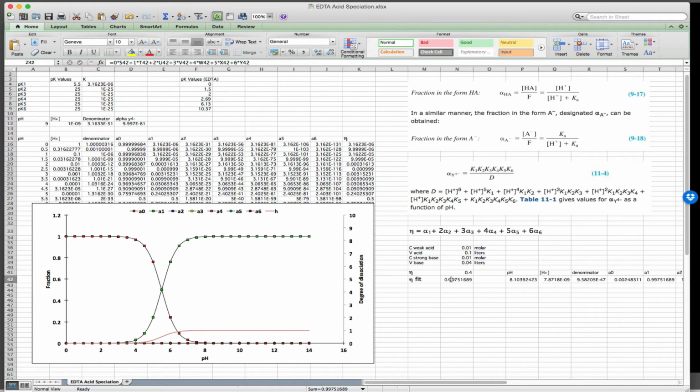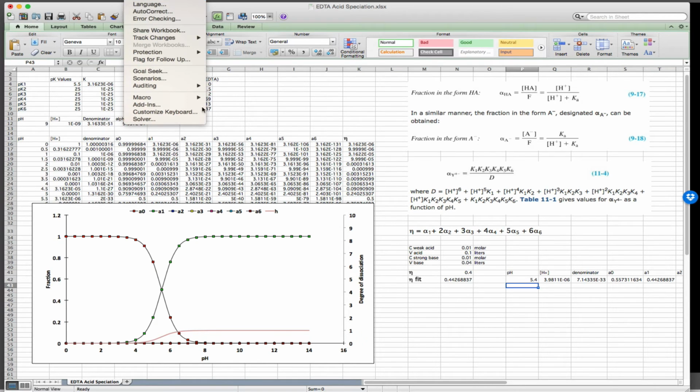So if I want to guess what the pH should be, I can do a little guess and check, and I can say, well, 5.3. 5.3 gives me a value of 0.38. I should go a little higher, 5.4. That's a little too high. So somewhere between 5.3 and 5.4 would be the pH if I added 40 milliliters to 100 mils of a 0.01 molar solution of a weak acid.